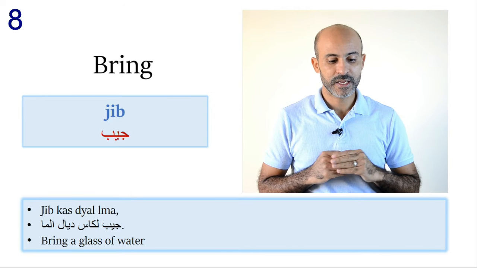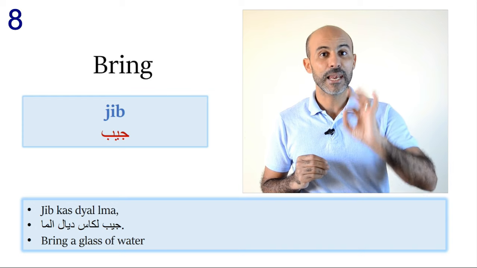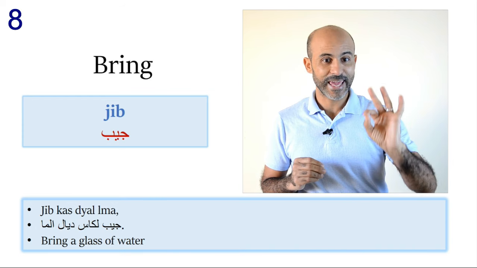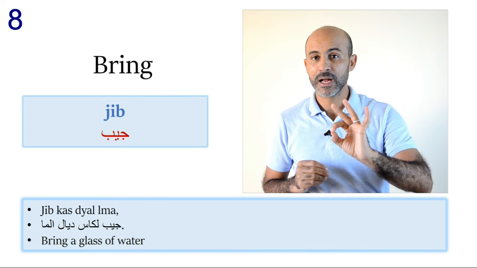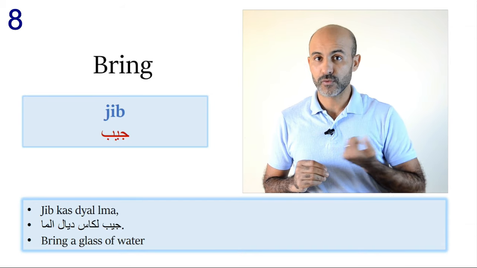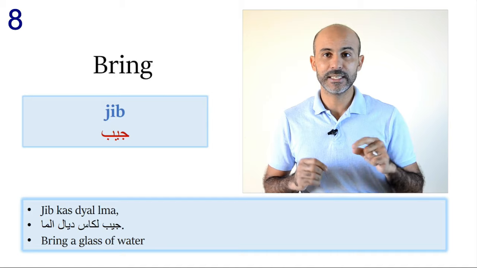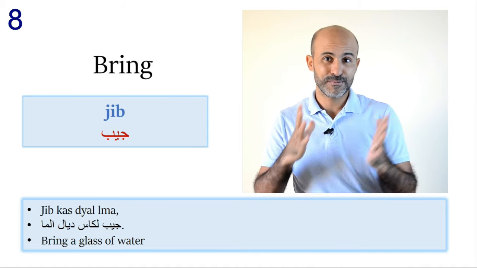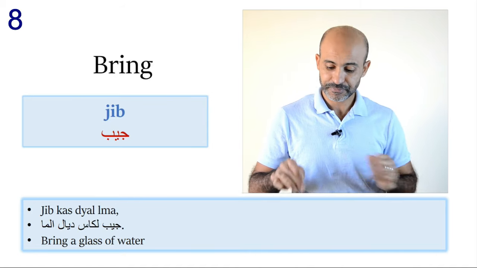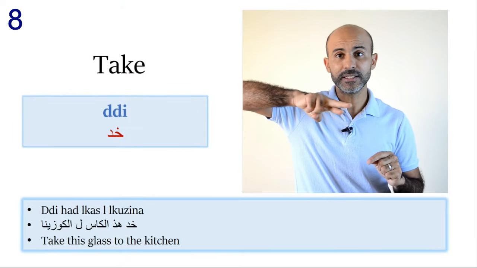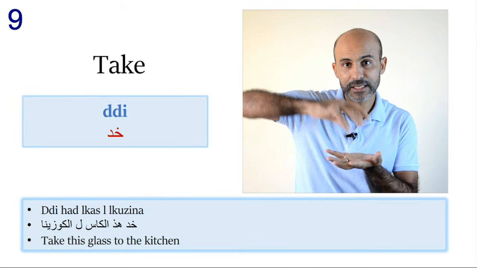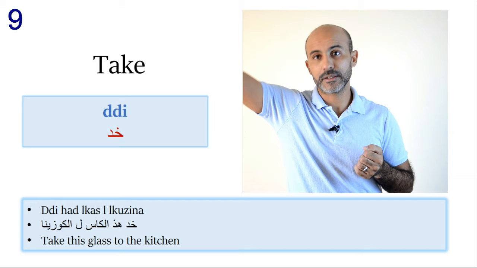جيب كاس ديال الماء. That's bring a glass of water. جيب, bring. كاس is one glass, ديال of, الماء the water. جيب كاس ديال الماء.